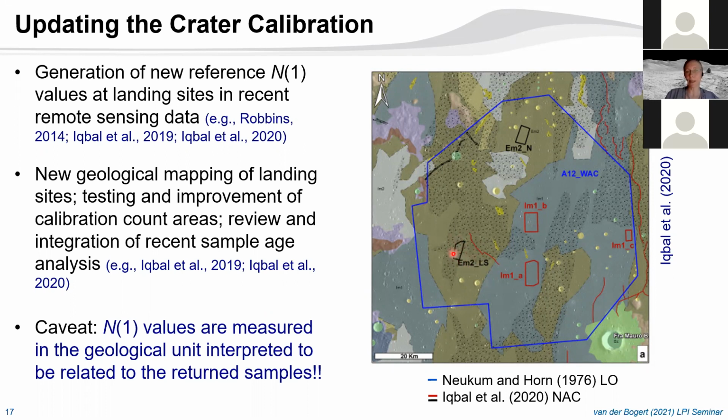So this is a slight difference here. Wajia focuses down on a very specific geologic unit, very close to the landing site, and this contrasts with Stuart's work, where he took larger areas in the region to produce his chronology, his update for the crater calibration. Again, one very important thing I want to note is that the N(1) values measured here have to be measured in the geologic unit that's associated with the return samples. This is not necessarily an easy thing to figure out. It takes a lot of work looking through the sample information, and then time to produce a good geologic map.